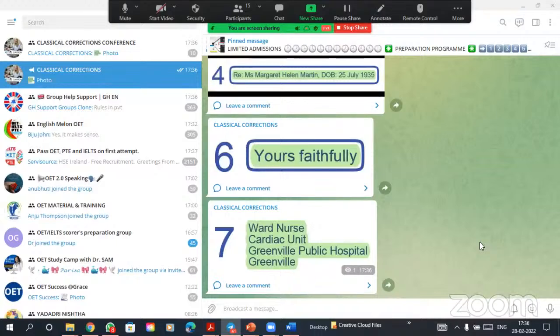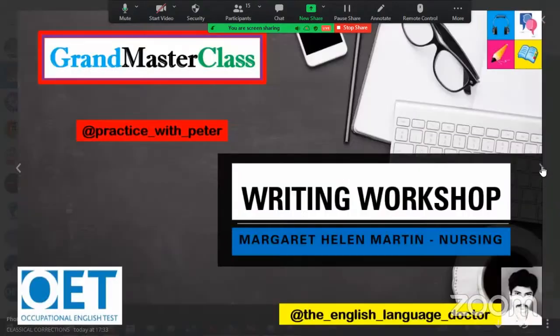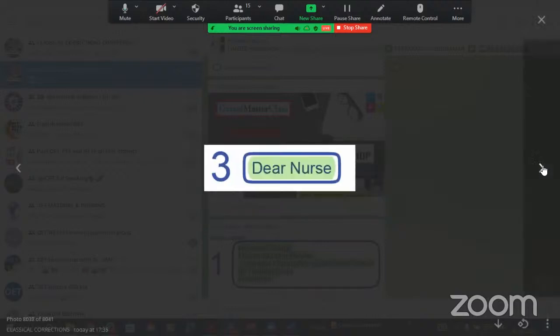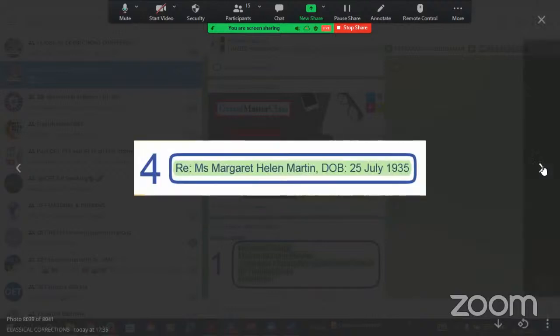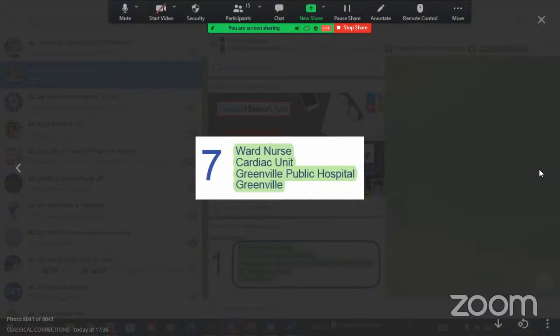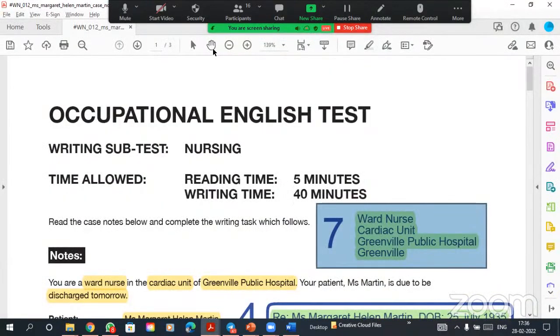So these are the things which you have to do. You can go to here. Now you see writing workshop. Component number 1, address. Number 2, date. Number 3, salutation. Number 4, subject. Number 5 is the body, and 6 is the closing remark, and 7 is the sender's address. Finished. Okay, that's very clear.